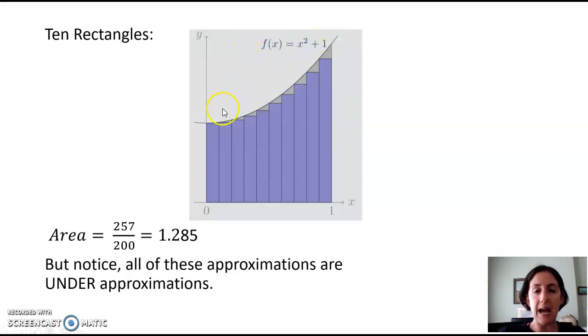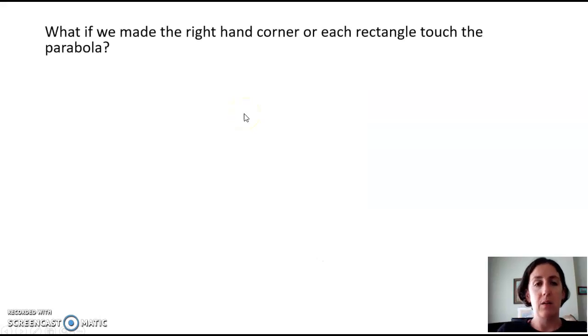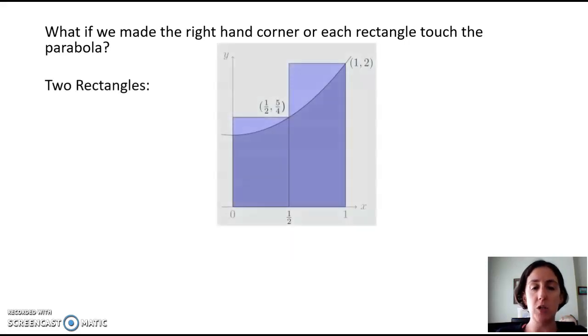Now, what if I actually shifted them and put these right-hand corners up on the graph? What if I made the right corner be what touches the parabola? With two rectangles, it would look like this. And notice the right-hand corner is what's touching.